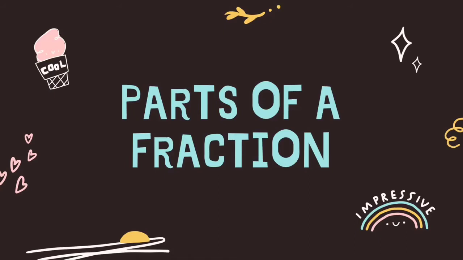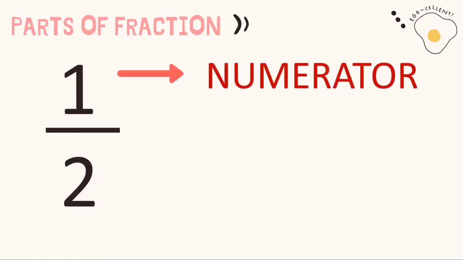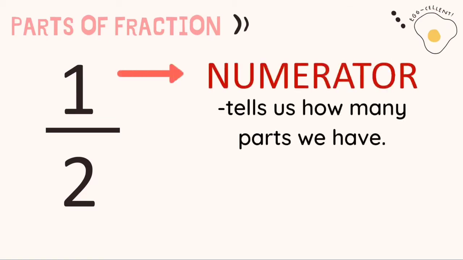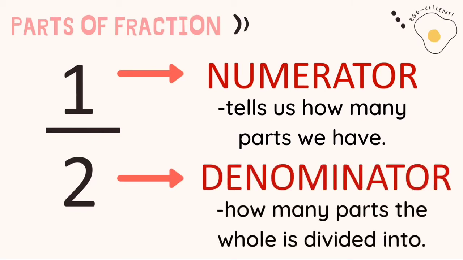Let's talk about the parts of a fraction. The number on top is what we call the numerator. It tells us how many parts we have. And the number at the bottom is what we call the denominator. It tells us how many parts the whole is divided into.